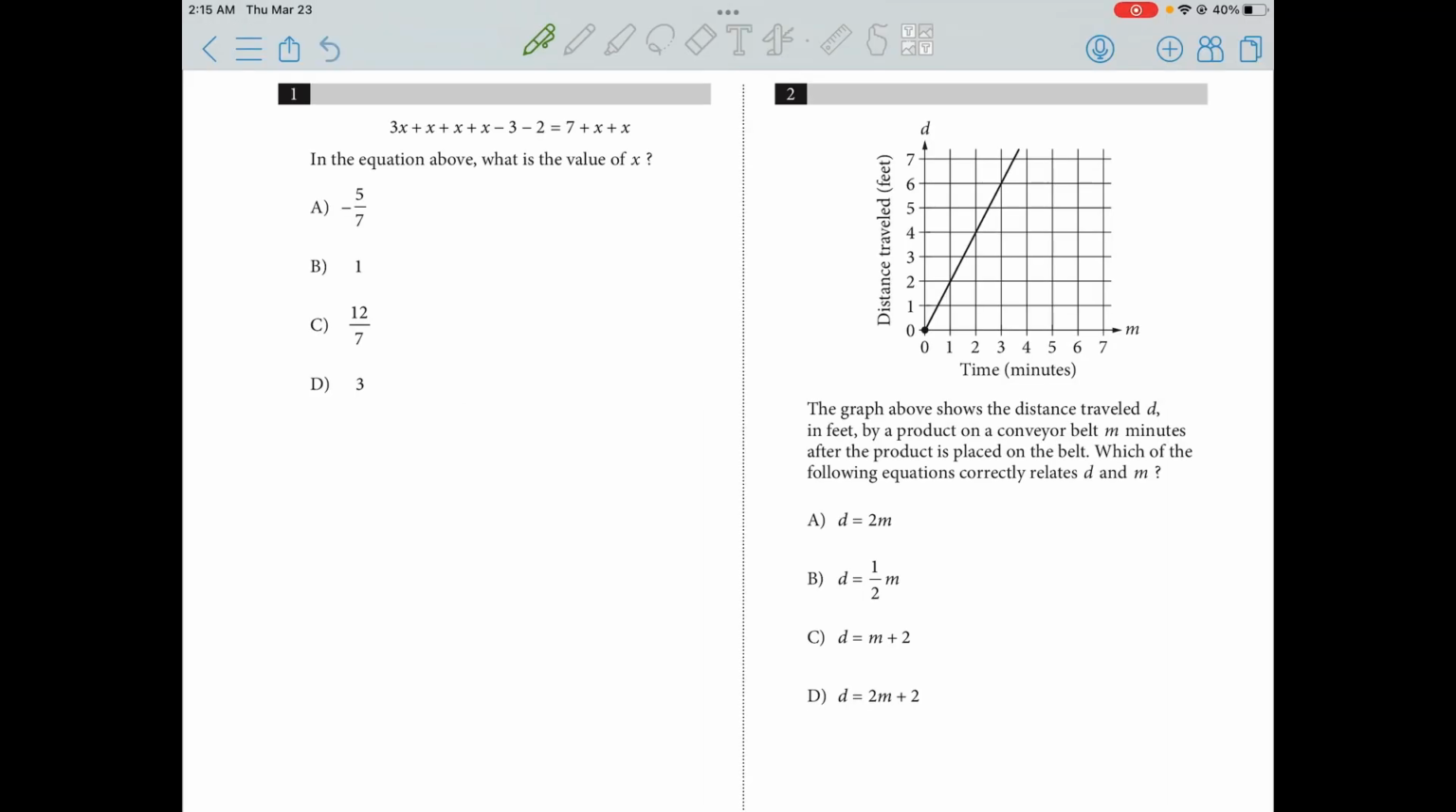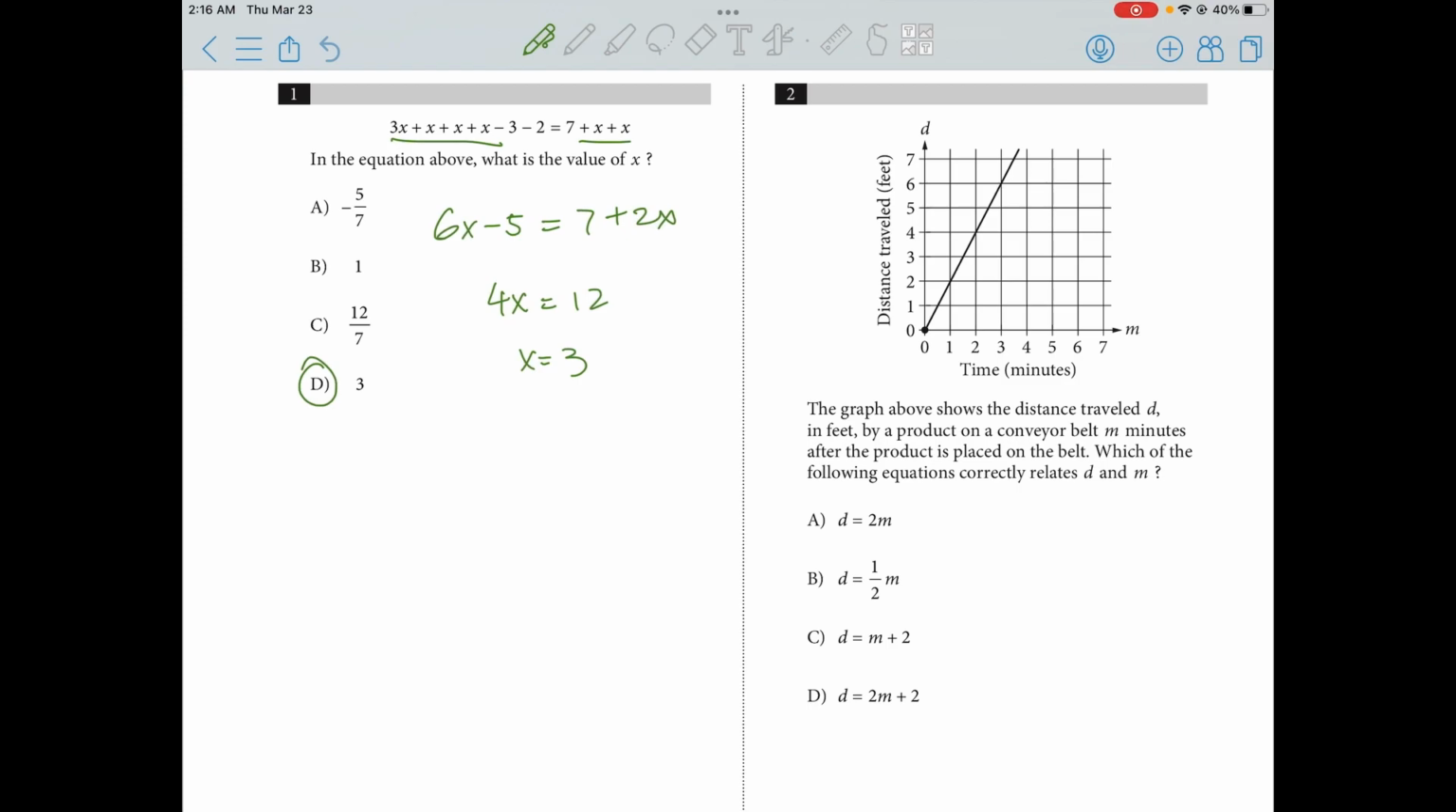Alright, number 1 asks us to combine like terms. So we have 6x minus 5 on the left, 7 plus 2x on the right. Now we need to get x by itself. So subtract 2x on both sides, plus 5 on both sides. x equals 3. We have the answer D.